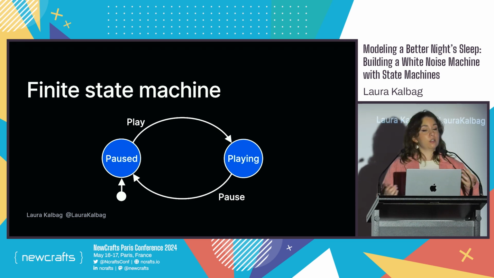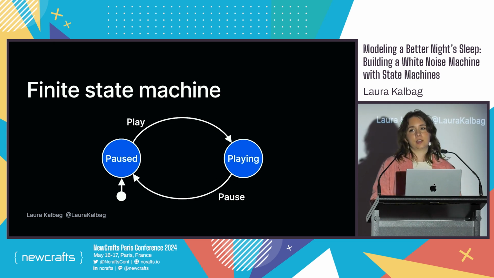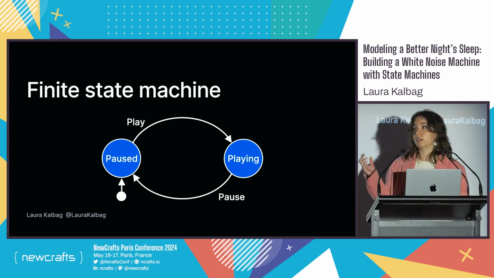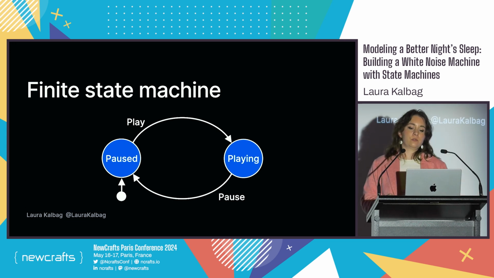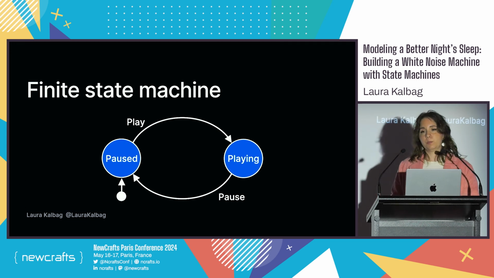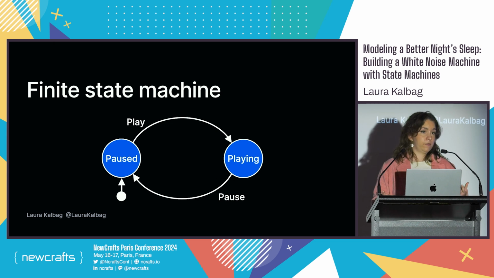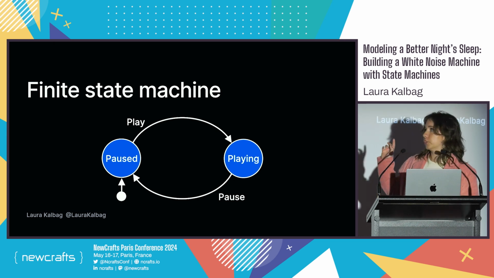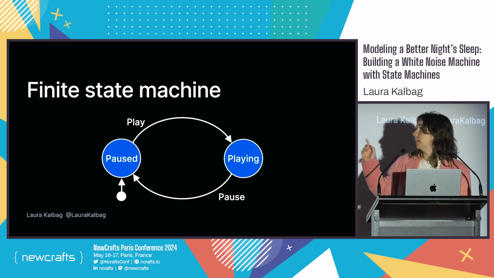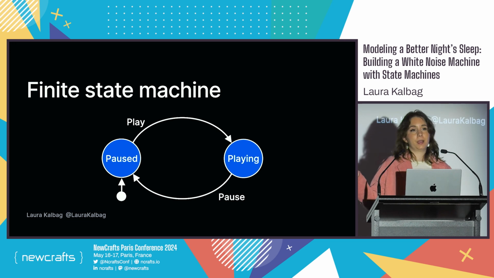So for those who don't know, a finite state machine is a model that can be in only one state at a time. So for example, that is the paused or the playing. And you can change from one state to another in response to an input or an event. And so here we can change on play to go to playing and on pause to return back to paused.